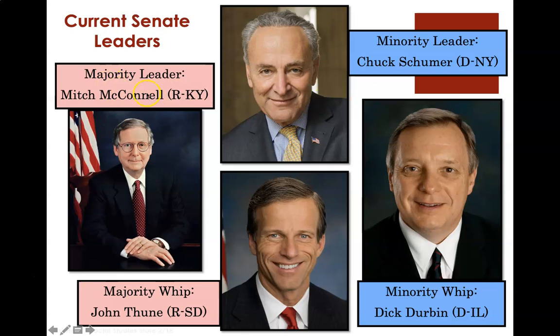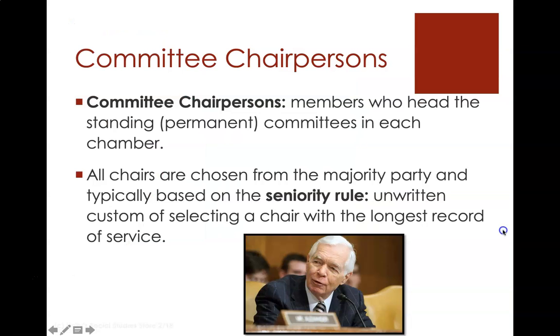So the majority leader for the Senate is Mitch McConnell. He's a Republican from Kentucky. You've also got the majority whip, which is John Thune, a Republican from South Dakota. Excuse me, I'm running out of breath here. The minority leader for the Senate is Chuck Schumer, a Democrat from New York. And then finally, the minority whip is Dick Durbin, who is a Democrat from Illinois.